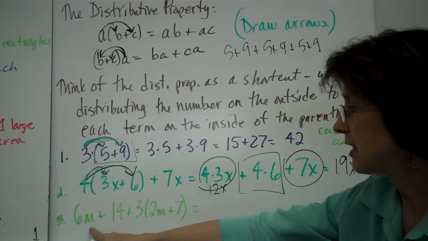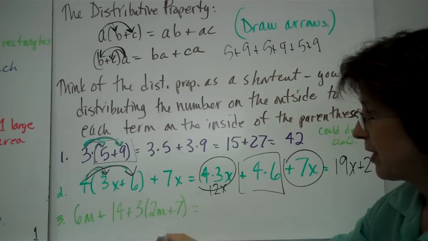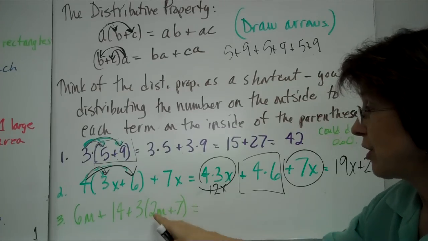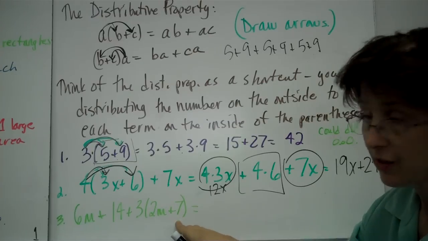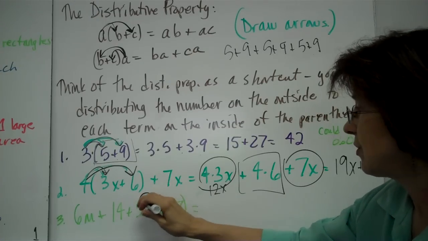All right, here's another one. You got 6m plus 14 plus all that. So again, I can't do order of operations because I can't add those two together because they're not like terms, right? So I got to use my arrows.